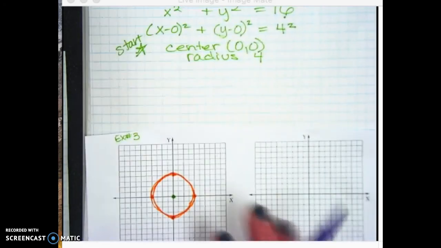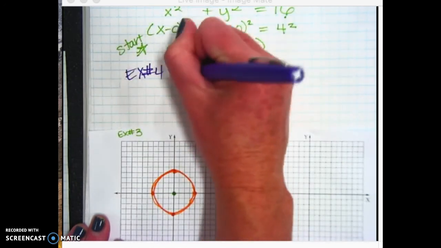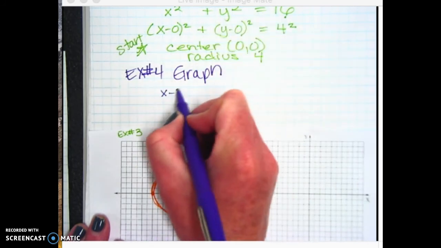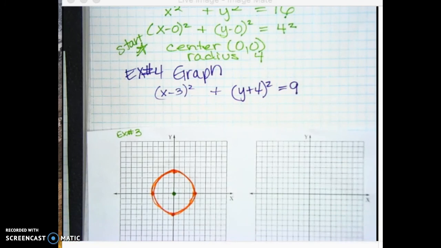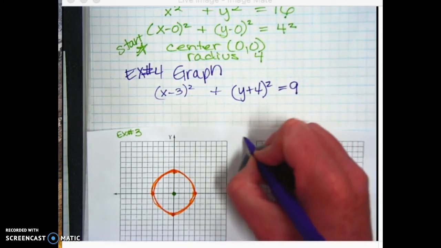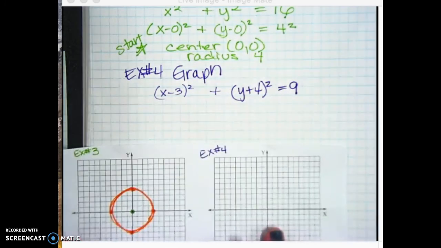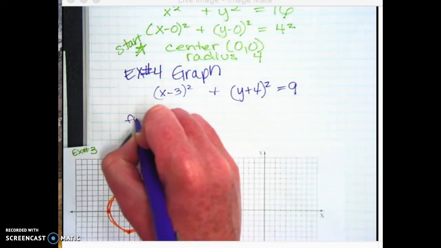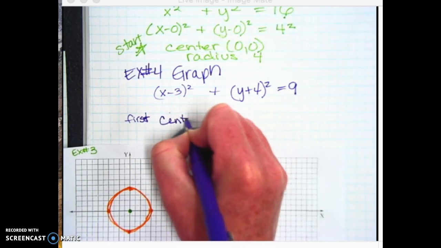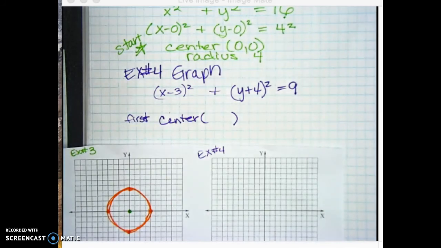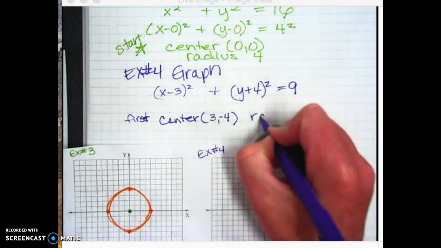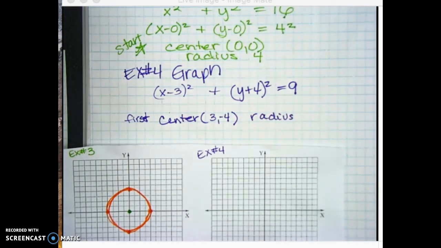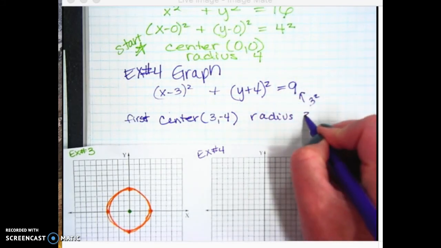All right, example number 4. We're going to graph this one again. We've got x minus 3 quantity squared plus y plus 4 quantity squared equals 9. So we're going to label our second box example number 4. And first thing we want to do is find that center. Anybody think they know the center? What is it, Jacob? Perfect. 3, -4. Everybody agree with him? Yeah. Okay. How about the radius? 3, right? Because this is 3 squared. That means our radius is 3.